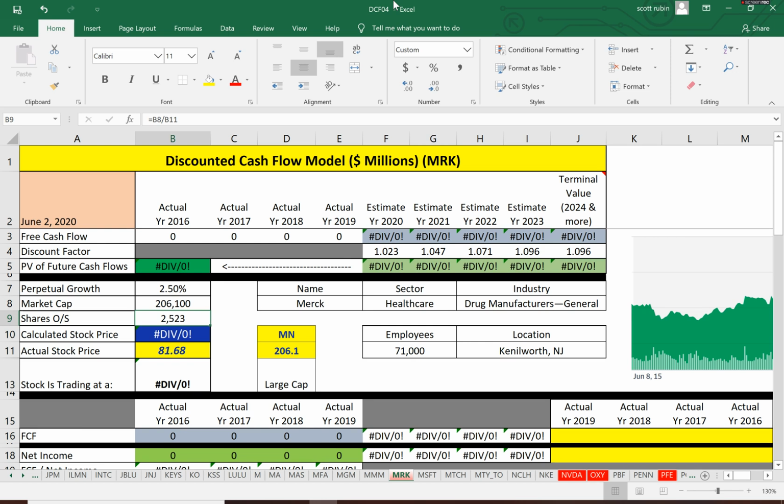What we're going to do is estimate the future free cash flows for a company and then discount that dollar amount back to today's values. That gives us the value for the entire company. We take that number and divide it by the shares outstanding. Now we have the intrinsic stock price, and we're going to compare it to the actual stock price to see if it's higher or lower. And that's how you value a company.